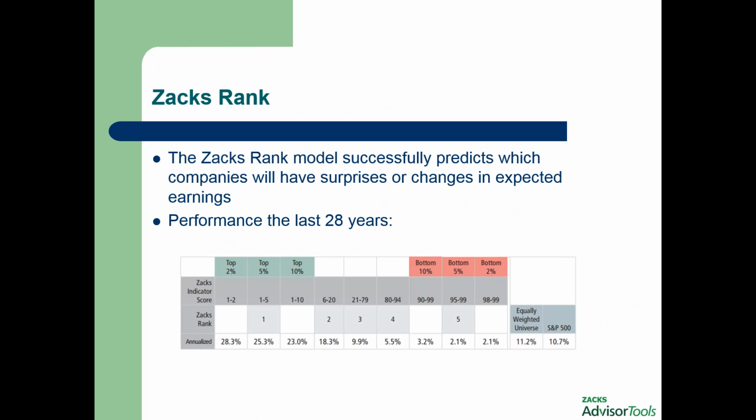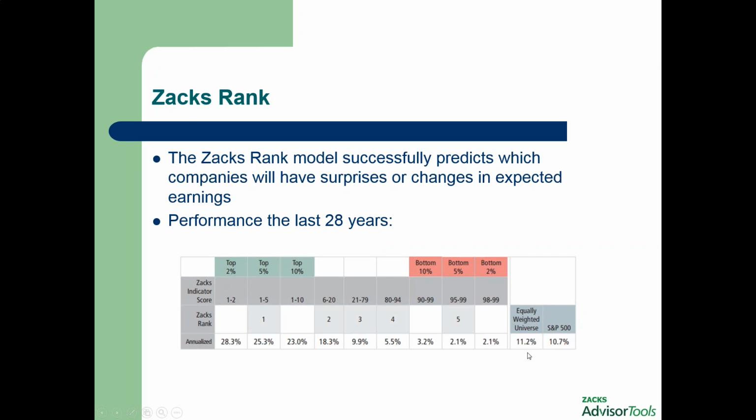Going into a little bit more detail about what the main flagship Zacks Rank does now, this model really successfully predicts which companies in the short to medium term will have surprises or changes in expected earnings, which directly move the share prices. And Zacks Rank has consistently produced excess returns over the past 28 years, and really what this chart shows is an annualized return of 28.3% over those past 28 years of the top 2% of the stocks that we rank.